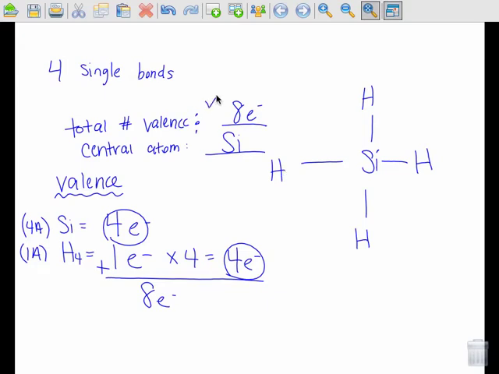Last thing you have to check. Remember, you said you have to have 8 valence electrons in your picture, either as dots or lines. If I count, remember, each line represents 2 valence electrons. So if I count, there are 2, 4, 6, 8. There's already 8. I don't have to add any dots, and you're done.